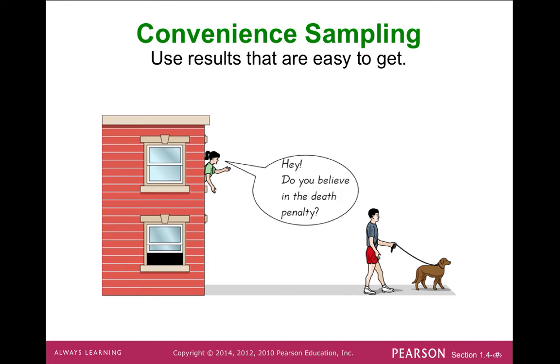The next sampling method I'd like to discuss is what's called convenience sampling. And basically what that means is you use the results that are easiest to get. So for example, if you were asked to do a survey for this class, who might you ask? Your roommates, your friends, your family, coworkers. You're going to go after people that you probably have easy access to. One of the challenges though with convenience sampling is that although it's easy to get at the data, it may not best represent the population.